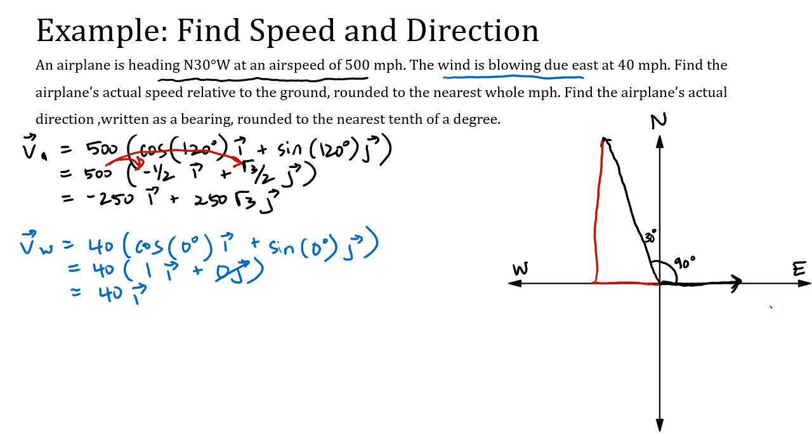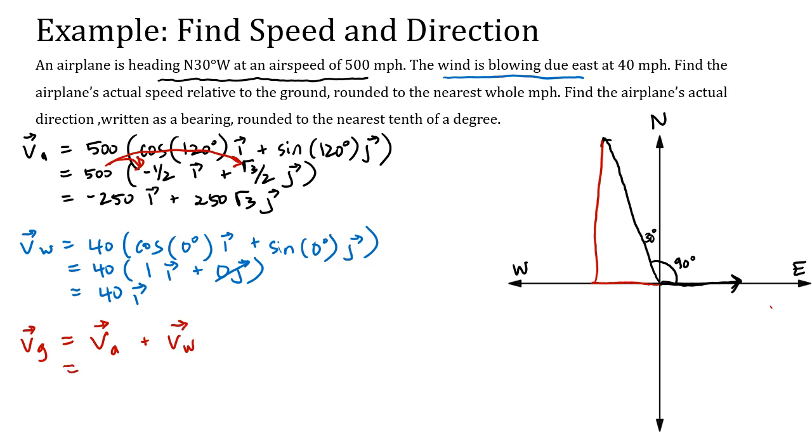Okay, the next part wants me to find the airplane's actual direction. So I need a vector for the airplane's actual speed relative to the ground. So I'm looking for v sub g, and that's going to equal the airspeed vector plus the wind speed vector. Okay, and I can write something down for that.